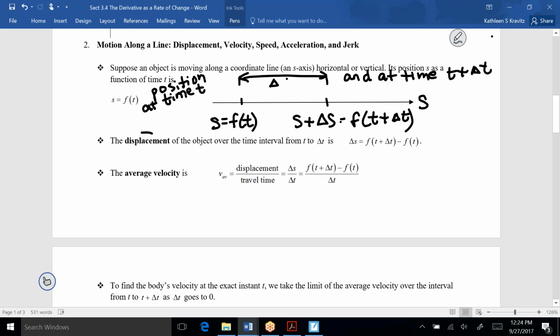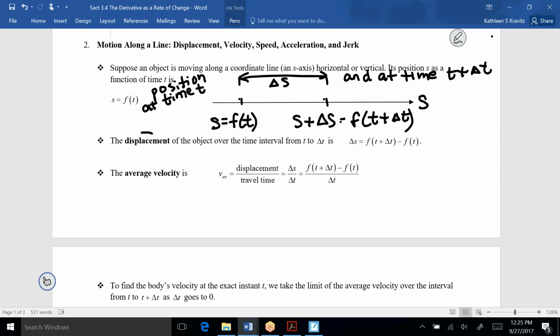So we can call that our delta S. We're starting at one position, then we're adding that delta S. Delta S is going to be the change in the position. So the displacement of the object over the time interval from t to t plus delta t, on your notes right here, you can see that delta S is going to be f of t plus delta t minus f of t. So if we take this position right here and we subtract this position right here, what we get is that change in our position, that delta S.